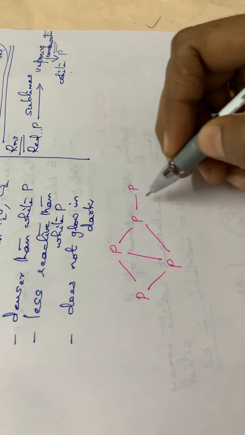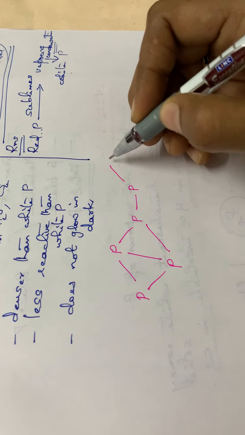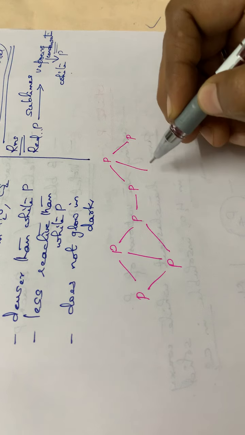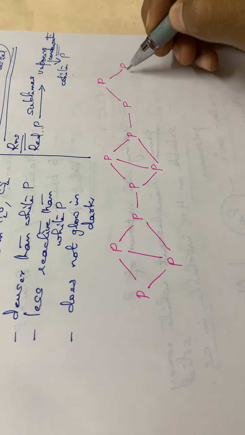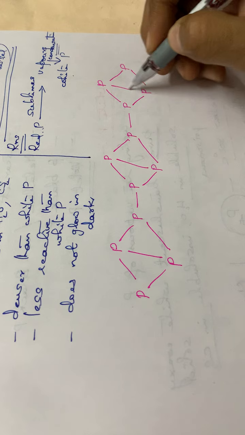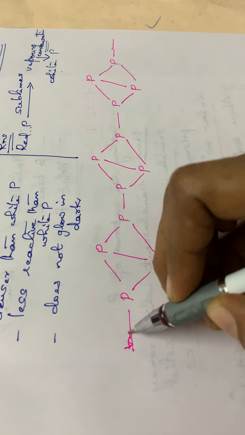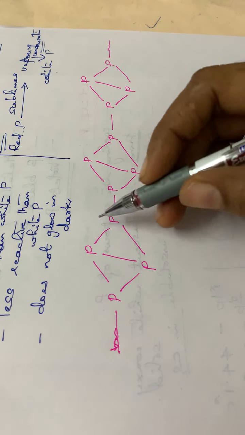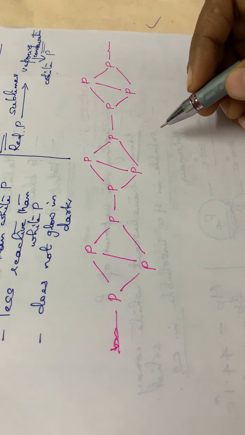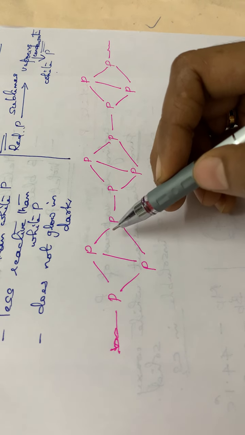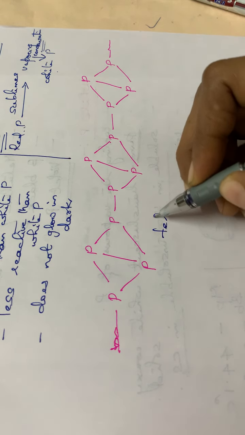See, this is a single discrete unit of P4, isn't it? And it has a tetrahedral geometry. Then again another P4 unit. So like this it goes on. All these single P4 units or discrete units are joined together, just like polymeric units, and each P4 unit has a tetrahedral geometry.